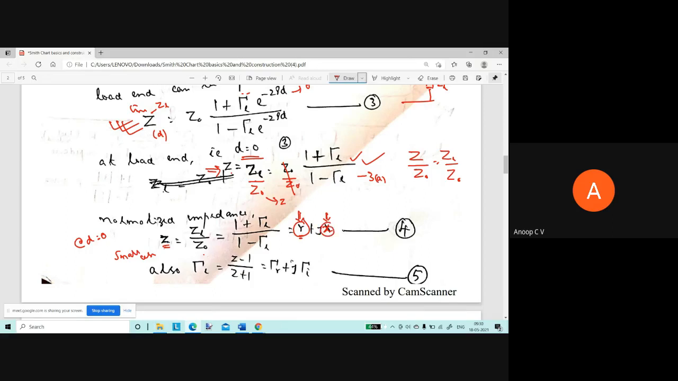So okay, now also, from this, how can we find out gamma L? If you rearrange it, you can find gamma L to be equal to what? Z minus 1 by Z plus 1. So equation 4, if you rearrange, you can easily write gamma L is equal to Z minus 1 by Z plus 1. And that in turn is actually what? A complex quantity. It will have a real part and it will have an imaginary part. So that is equation number 5.